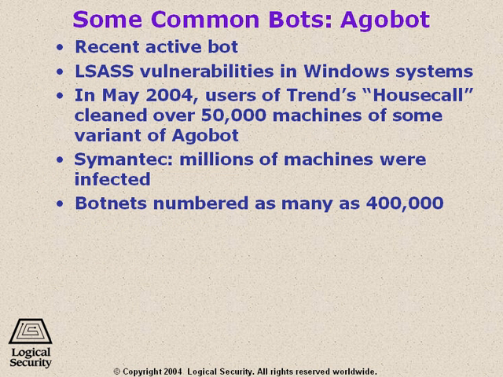Some common bots. Here's a big one, Agobot. One of the most recent and active bots. It uses an LSASS vulnerability in Windows systems. That's the local security authority subsystem, and it is one of the main processes involving security on Windows systems. And what Agobot would do would be to constantly infect other systems and thereby create many more machines.